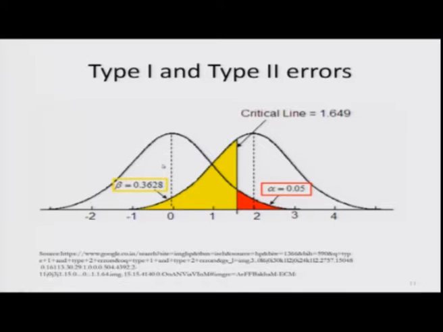This figure shows the difference between type 1 and type 2 errors pictorially and makes it more clear. Like this distribution is the distribution under the null hypothesis, and on the basis of alpha equal to 0.05 or 5% level of significance, you fix this red color critical region on one side of the distribution.